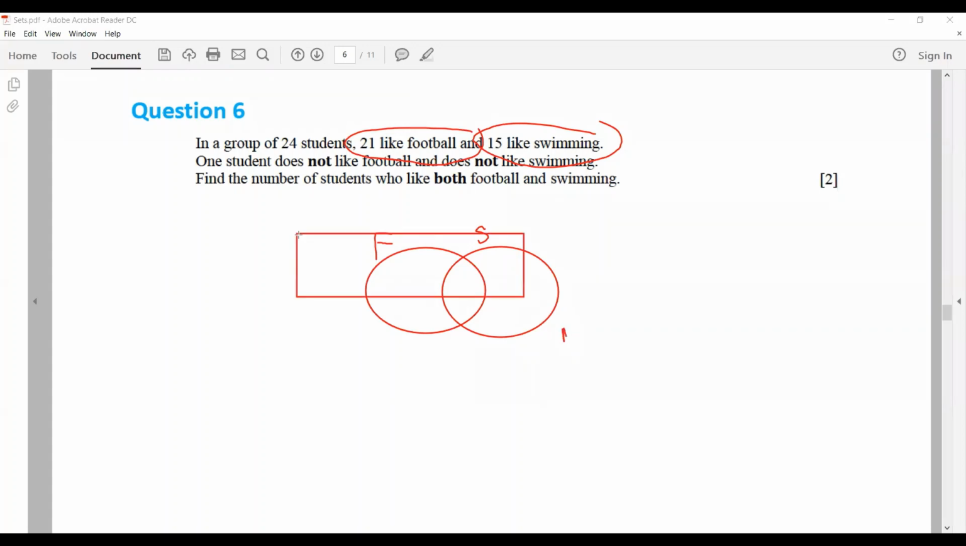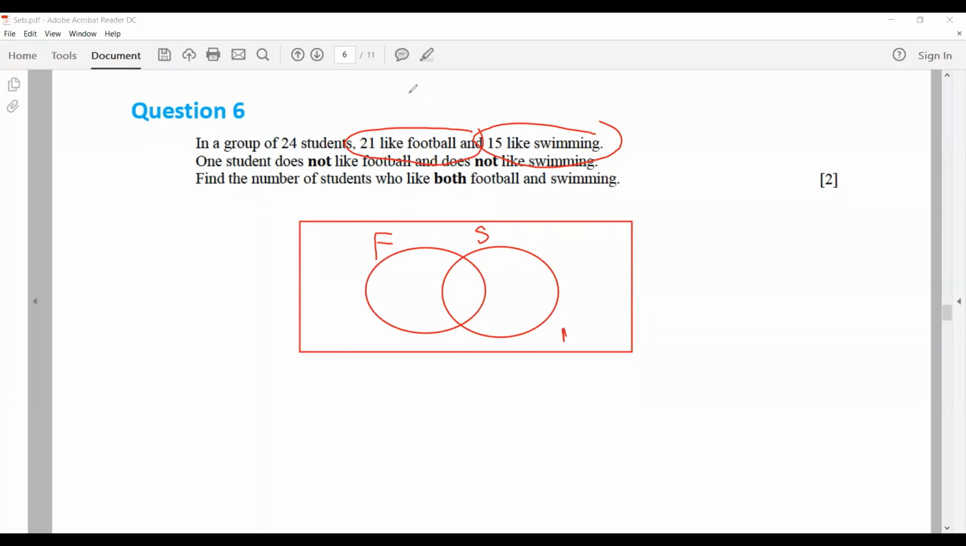So let me draw the universal set. We don't know how many students take both. That should be X. So this region, which is for swimming, should be 15 minus X, right? That is 15 minus X. And then this region should be 21 minus X. And when you add all these numbers, you should get 24, the total number of students.